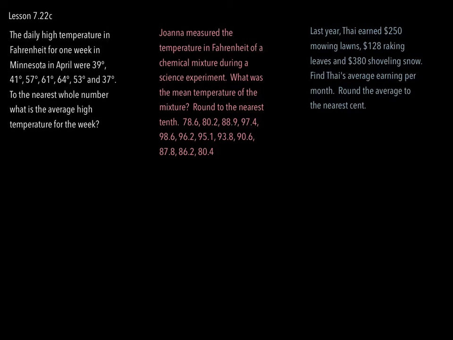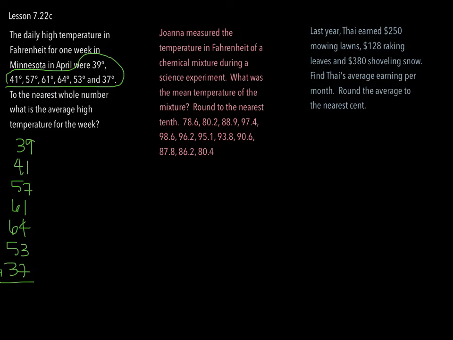Now, ladies and gentlemen, as we look at our first problem, the first thing we have to do is add those digits up. So I'm going to take 39 plus 41 plus 57 plus 61 plus 64 plus 53 and 37. Now, I'm going to use a calculator just because I can. If you have a calculator and you need it, go ahead. Otherwise, I'd like to see you figuring these out by hand, but due to time constraints, I'm just going to add them together using my handy dandy calculator.